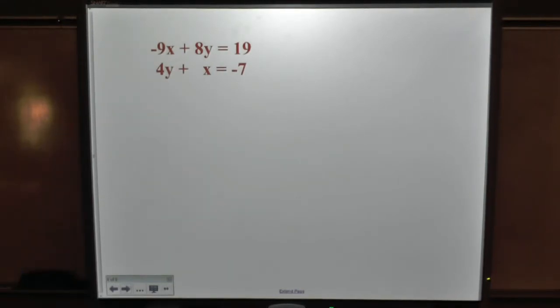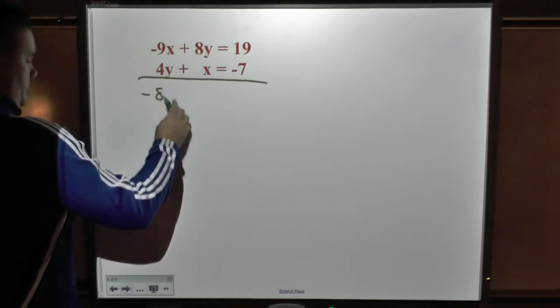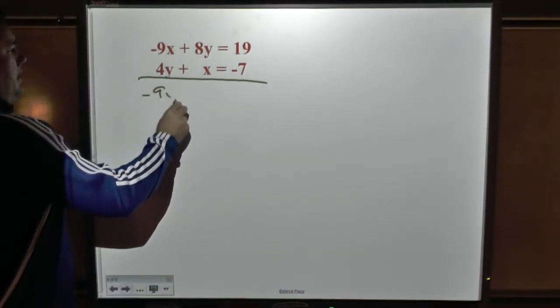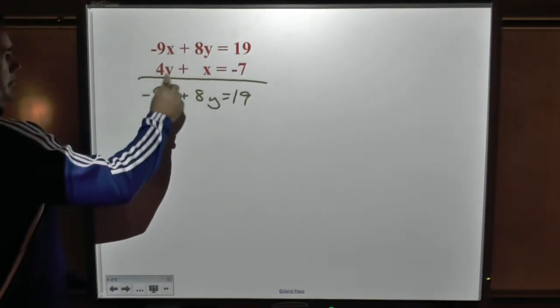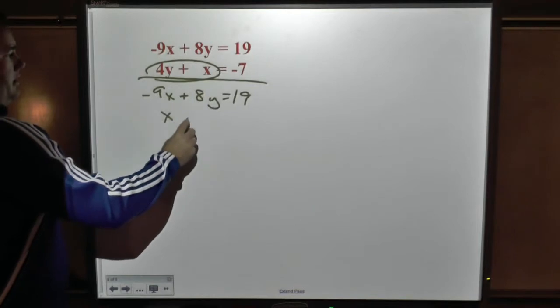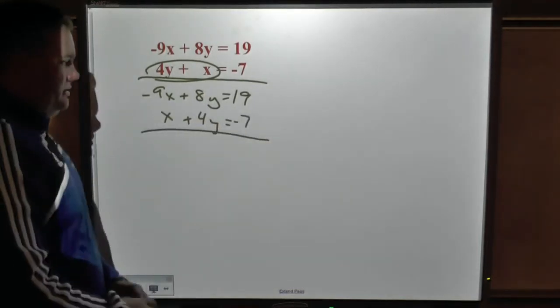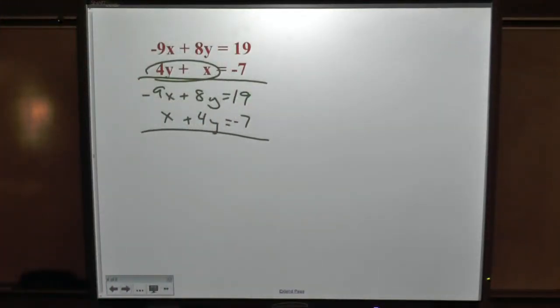So you've got 9x plus 8y is equal to 19, then 4y plus x is equal to negative 7. Got an issue here. Not in standard form. The first one is, oops, sorry, negative 9x plus 8y equals 19. The second one, we've got to switch these around: x plus 4y equals negative 7. So now we can start. Always remember to make sure it's in standard form.